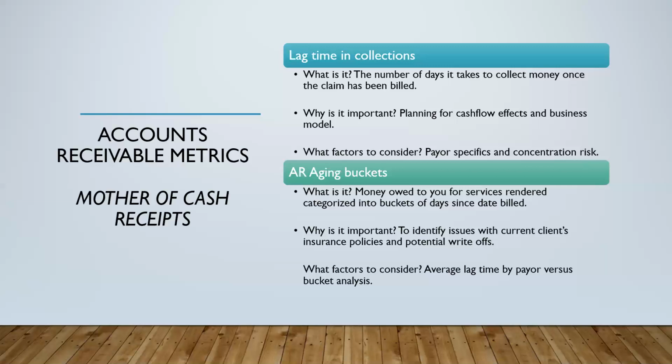So it's important to identify issues with current client insurance policies and potential write-offs, right? Sometimes you call an insurance company and they give you an authorization, or they tell you that no authorization is required and quote you eligibility and benefits, only to find out that that's not how the claims are being processed and you were misinformed. Now, the AR aging bucket will help you identify these particular situations.